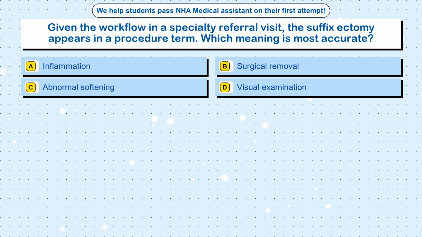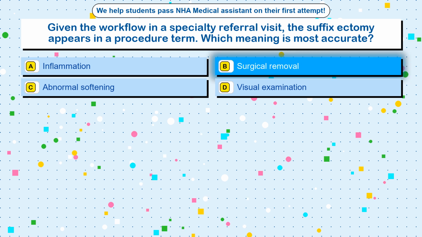Question 76. Given the workflow in a specialty referral visit, the suffix ectomy appears in a procedure term. Which meaning is most accurate? Option A. Inflammation. Option B. Surgical removal. Option C. Abnormal softening. Option D. Visual examination. The correct answer is option B.